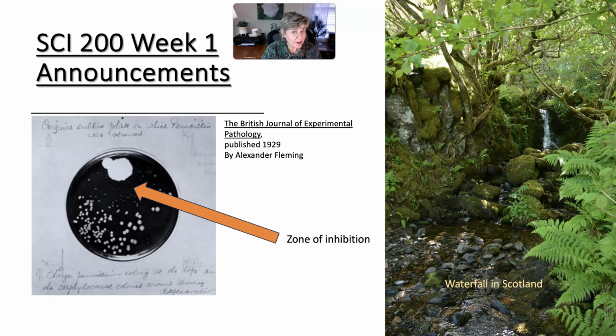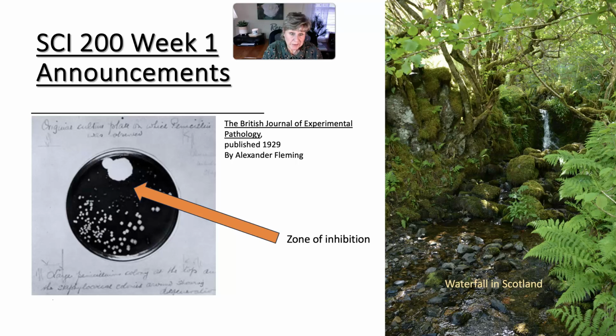Now, all of y'all know that penicillin is an antibiotic that is still in use today. Not very much, but it still is in use today. And it is given to people, to animals, to kill off bacterial infections. So what happened then between Alexander Fleming's discovery and us using this as a drug now?